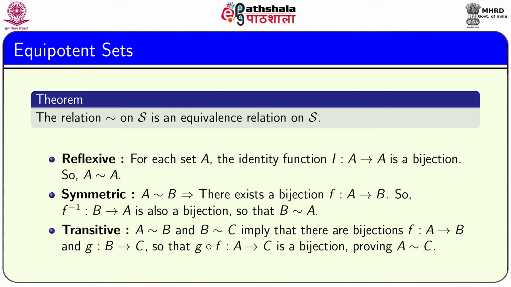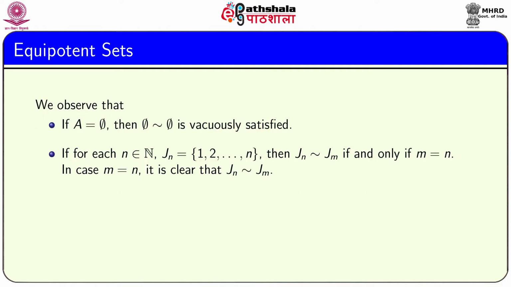It is transitive because A related to B means there exists a bijective function F from A to B. B related to C means there exists a bijective function G from B to C, so that the composite G composed with F is a bijective function from A to C, which proves A is related to C. We observe that if A is an empty set, then the empty set is always related to itself.